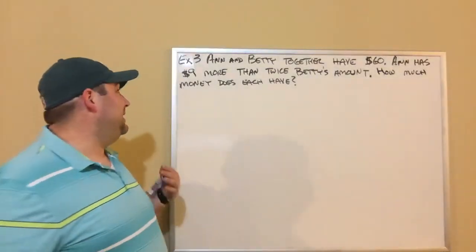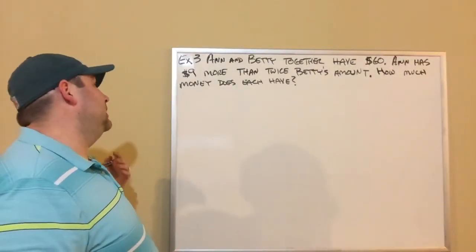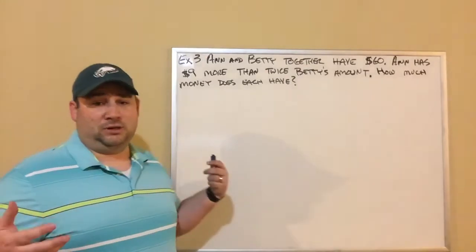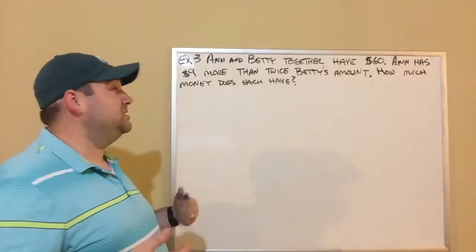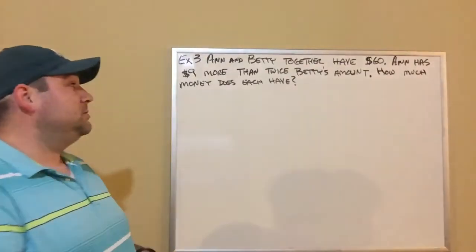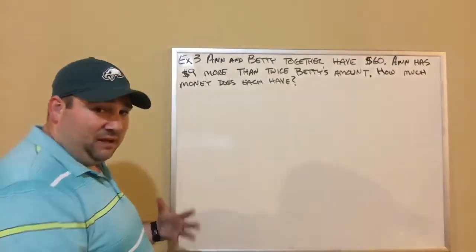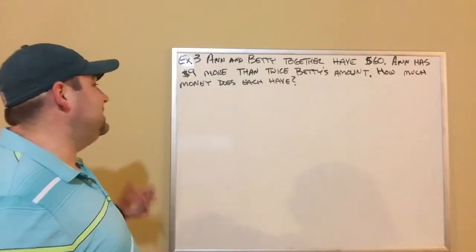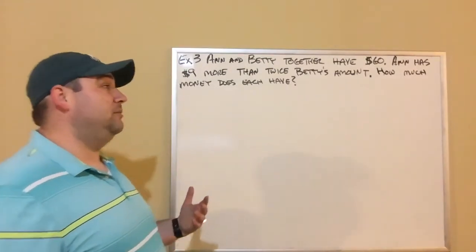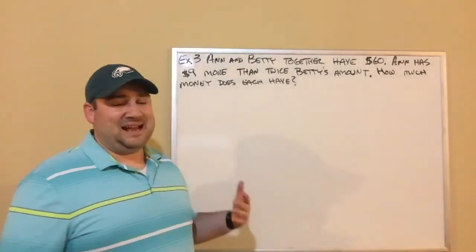All right, we're looking at example 3, using systems of equations to answer word problems. Example 3 is: Ann and Betty together have $60, so they have $60 between the two of them. Ann has 9 more than twice Betty's amount. How much money does each have?